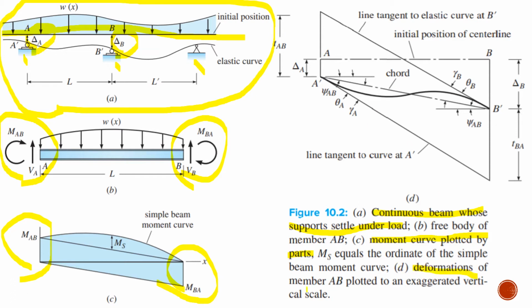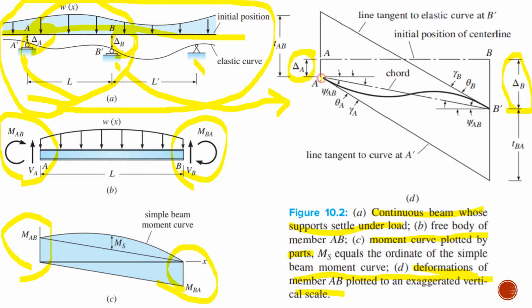But the most important thing, guys, is figure D, which shows the deformations of member AB plotted to an exaggerated vertical scale. This portion of the beam, AB, is magnified. Here is A with delta A, then delta B. It is exaggerated to emphasize the elastic curve.